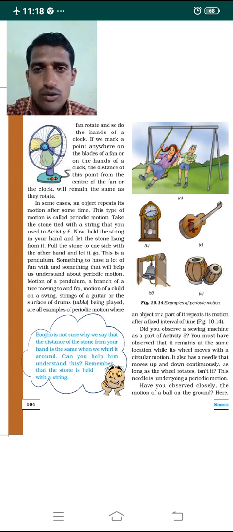Dear students, I hope you have understood these two types of motion, rectilinear motion and circular motion. Let me continue the remaining concepts in the next period.